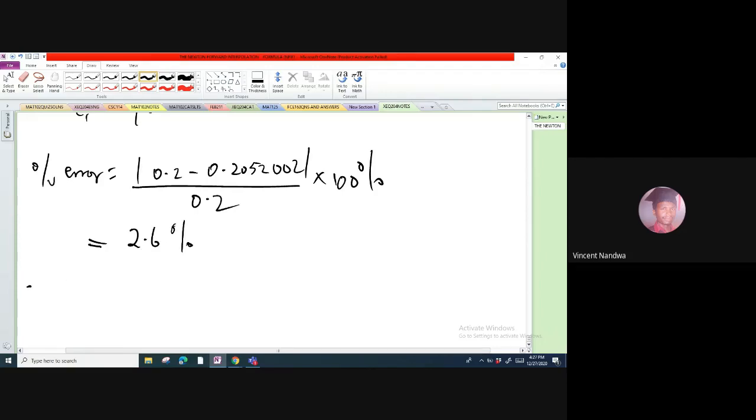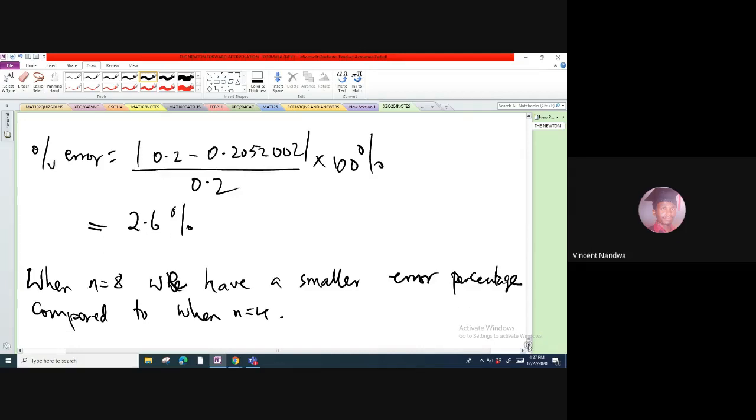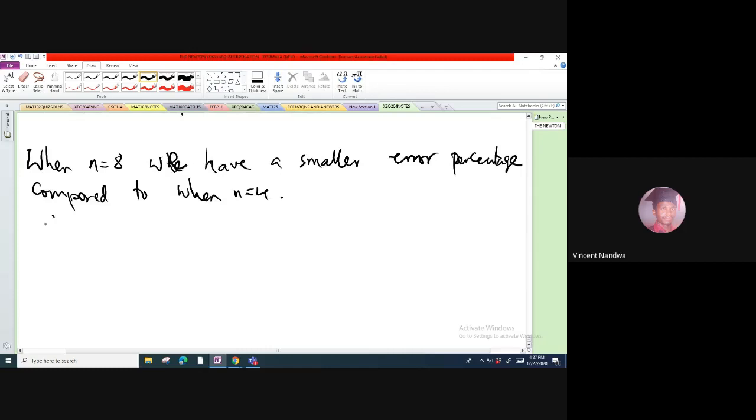So comparing, we see that now when n is 8, we have a smaller error percentage compared to when n is 4. Remember, the smaller the percentage of the error, the better the approximation. So therefore, we get a better approximation when n is large.